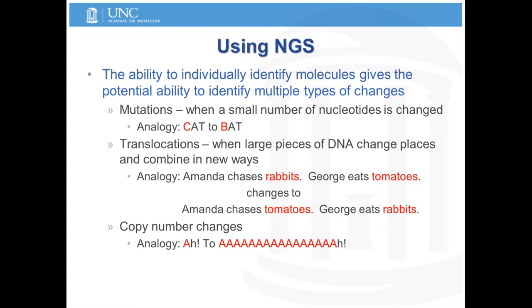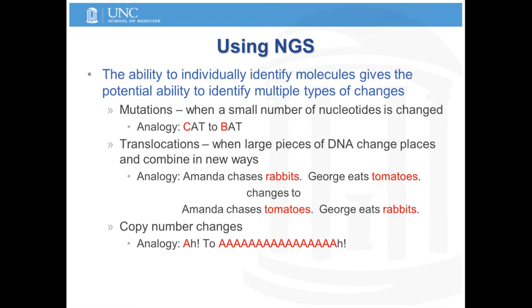You can also detect changes called translocations. So these are when large pieces of DNA, the equivalent of words, change places and combine in new ways. So the sentences here, Amanda chases rabbits and George eats tomatoes, combine to make Amanda chases tomatoes and George eats rabbits. The effect this has on proteins can be very varied. George eats rabbits makes sense. Amanda chases tomatoes doesn't make sense. In the same way, these translocations in cancers can either make proteins that help the cell grow or make proteins that are useless to the cell.